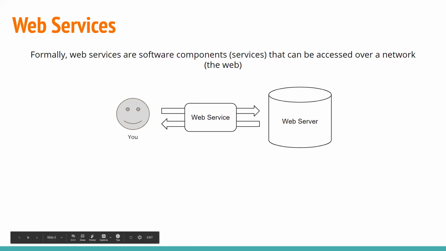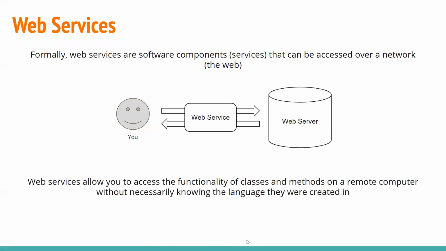So formally, a web service allows you to access the functionality of classes and methods on a remote computer. Remote computer basically just means server, without necessarily knowing the language they were created in. So even though the server only speaks C#, like our German chef only spoke German, and you only speak whatever language, English or HTML, CSS, and JavaScript, the web service will be able to translate between you, just like the waiter.